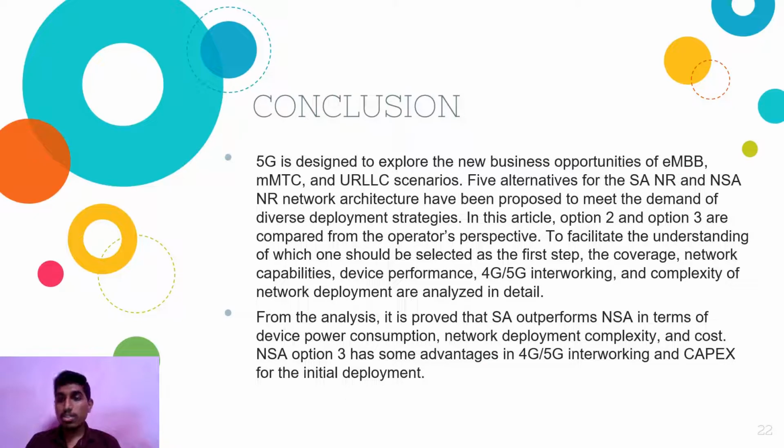In this section, option 2 and option 3 are compared from the operator's perspective to facilitate the understanding of which one should be selected as the first step. The coverage, network capabilities, device performance, 4G or 5G interworking, and complexity of deployment are analyzed in detail. From the analysis, it is proved that SA outperforms NSA in terms of device power consumption, network deployment complexity, and cost. NSA option 3 has some advantages in 4G or 5G networking and capex for the initial deployment.